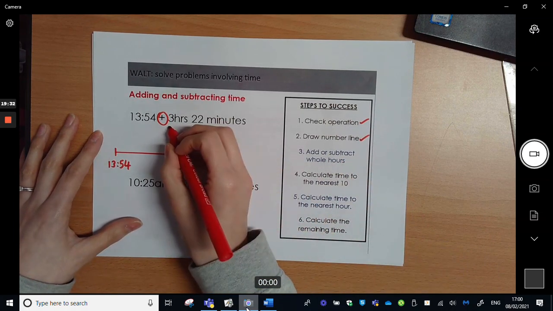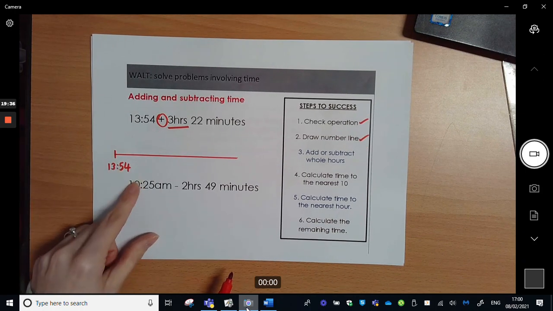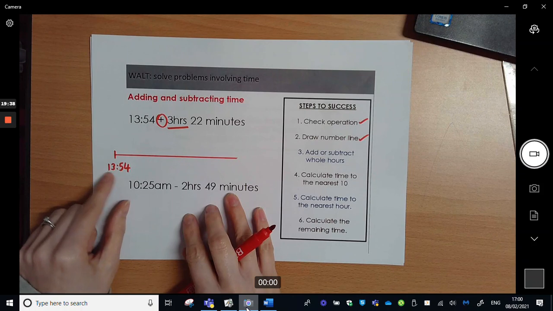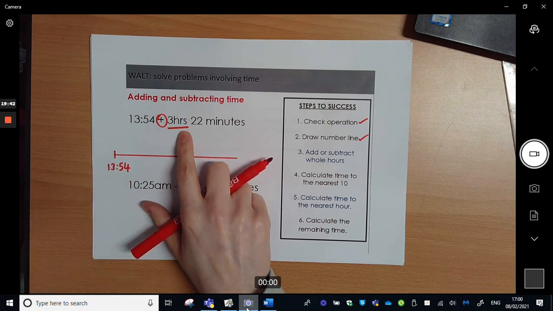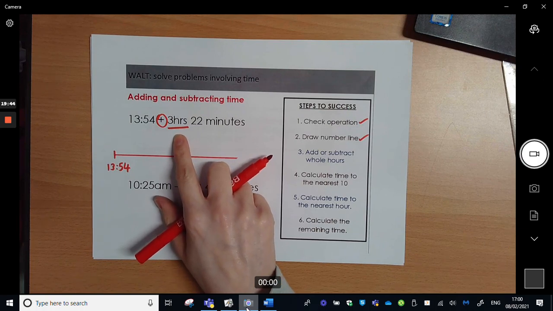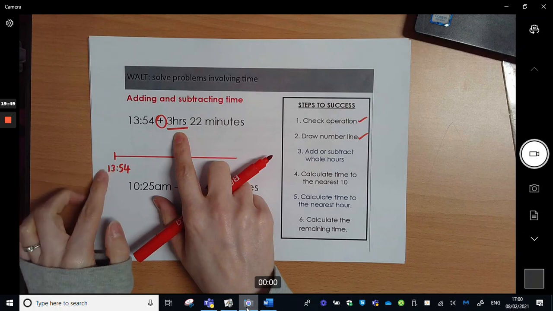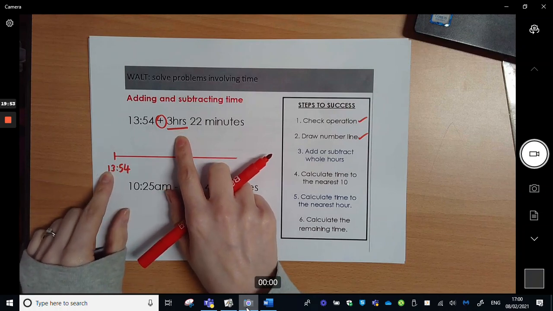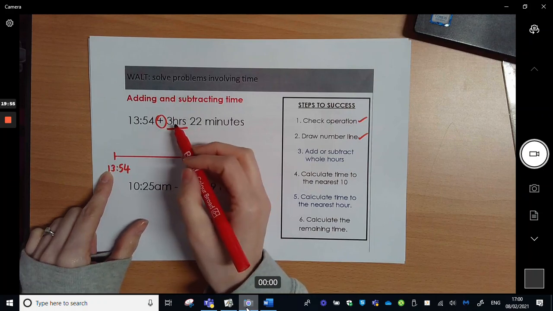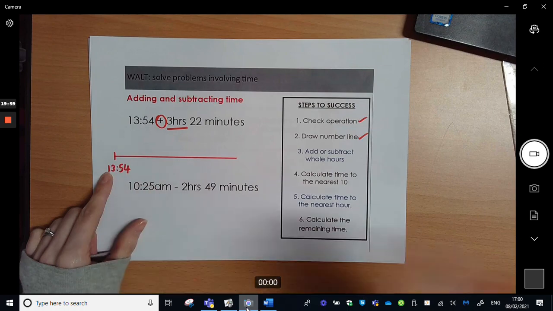So I've got 3 whole hours here. Now, I want you to think, in 13:54, which number is representing the hours? Thinking back to what we've been learning, which number is representing the hours? So hopefully you have remembered it is the 13 on this side, which would be 1 o'clock in the afternoon, 1 p.m. So because I'm just adding whole hours there, I can just add on 3 to this side.